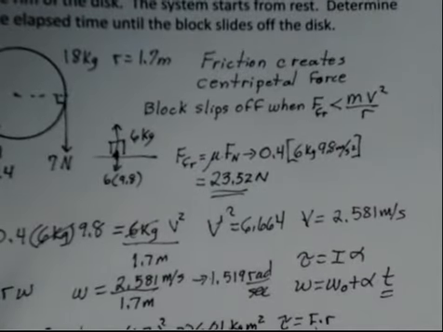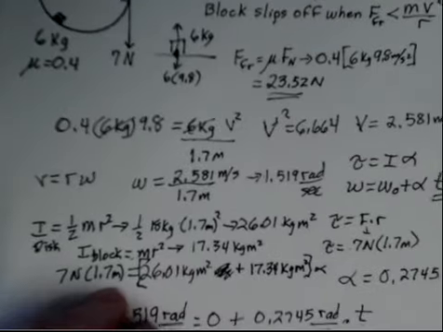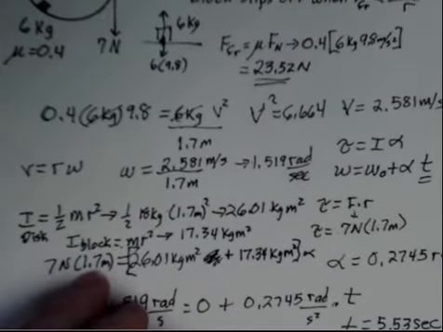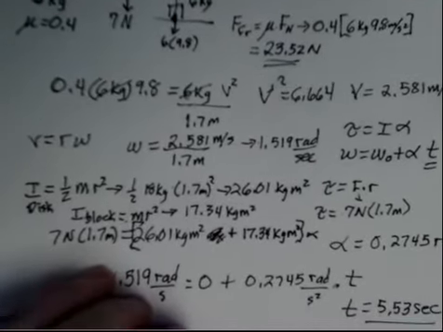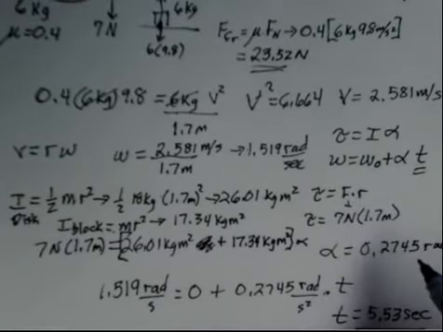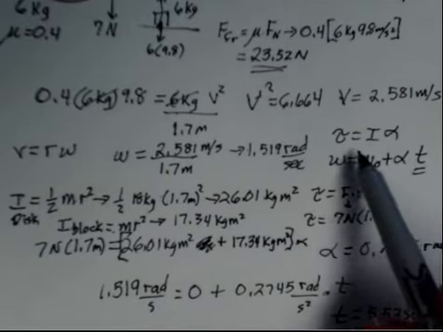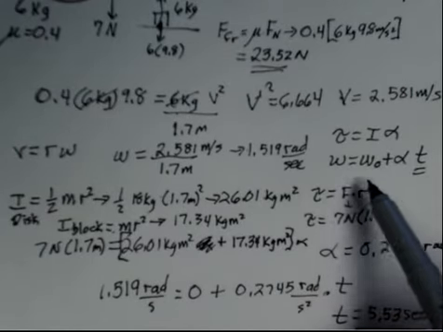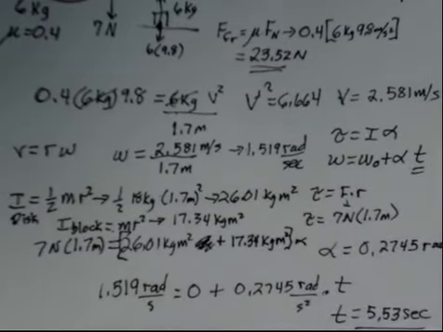So you might want to replay this, but hopefully you're following along with the dynamics and the kinematics of angular motion. Making use of torque equals I times alpha, omega equals omega naught plus alpha t. So I hope that's useful for you.